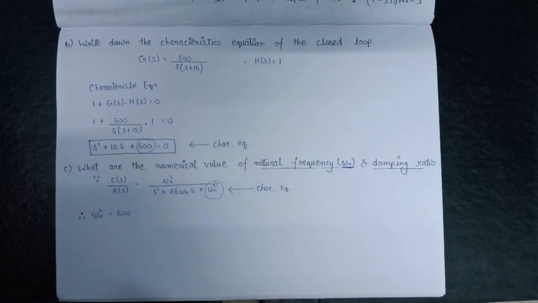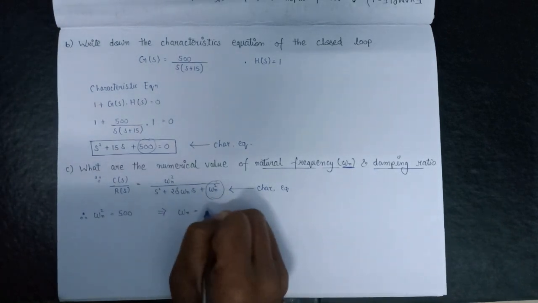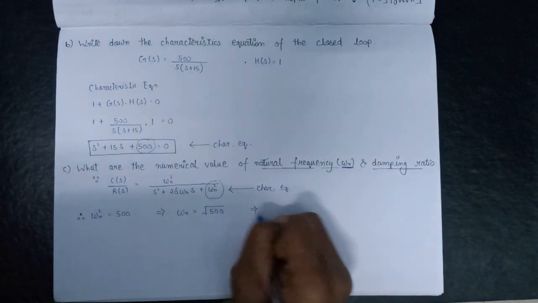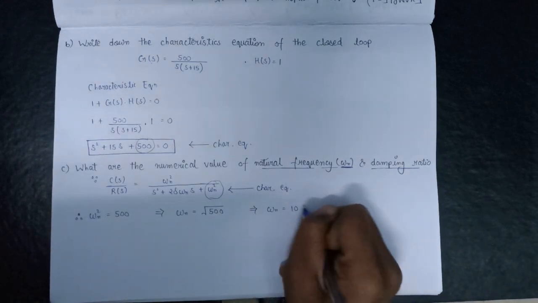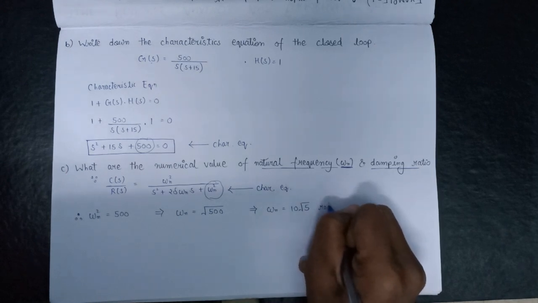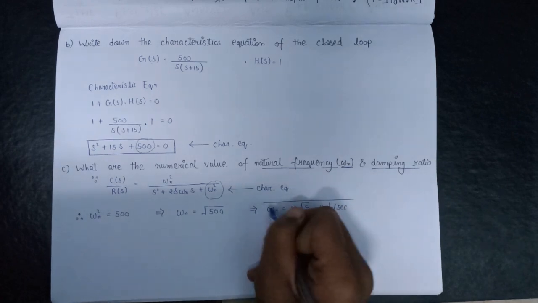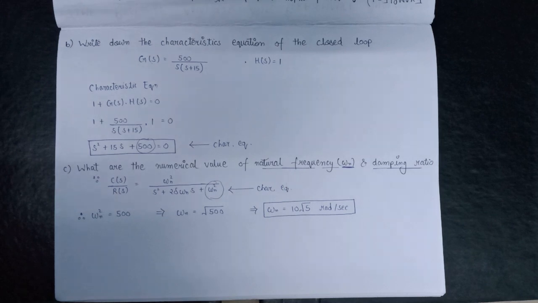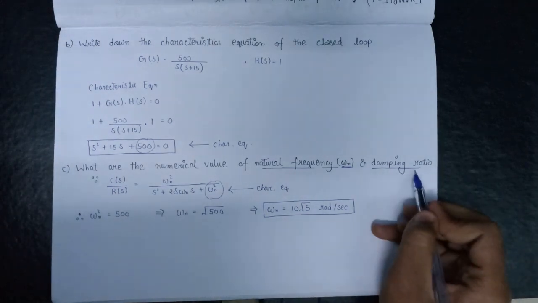This implies that omega n will be equal to nothing but under the root 500. It means that omega n equals 10 under the root 5 radian per second. This is the value of omega n. We also need to find out the damping ratio.